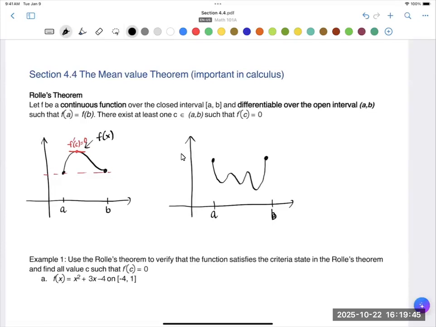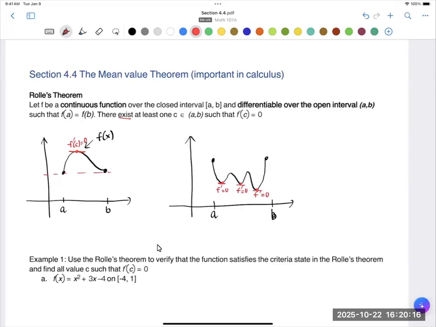And by Rolle's theorem, since the graph is continuous and the y value is the same at both a and b, then Rolle's theorem will guarantee that there will always exist at least one c such that f prime of c equals 0. And in this problem, they actually have three c's. So you have f prime equals 0 here, f prime equals 0 here, and f prime equals 0 here. So this is how Rolle's theorem applies.